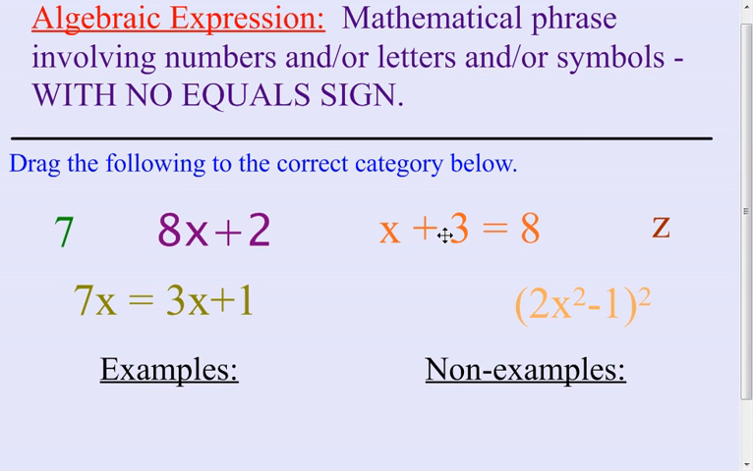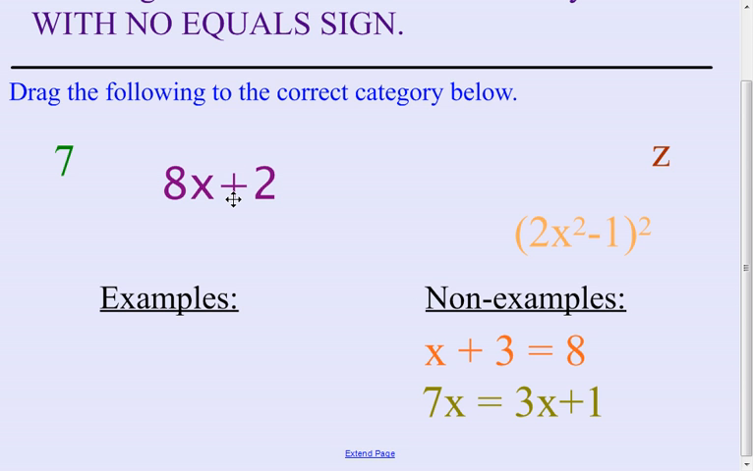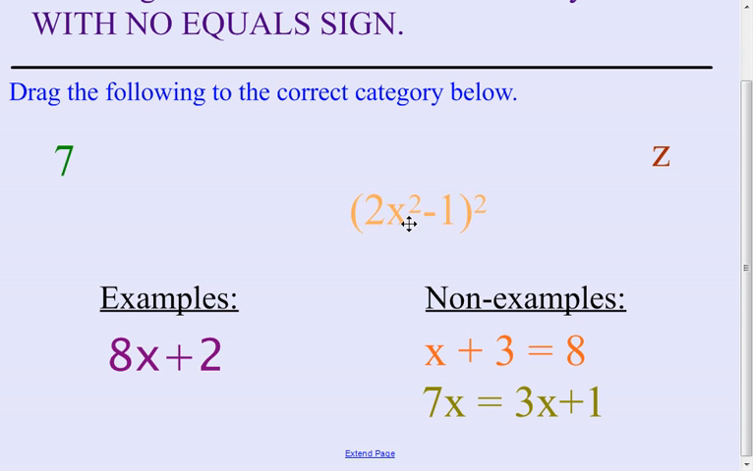Okay, so this one right here is a non-example because it has an equal sign in it. This one here is also a non-example because it has an equal sign in it, and an expression cannot have an equal sign in it. Okay. This one is an expression. It has a combination of variables and numbers, but no equal sign. So there we go. Same thing here, a combination of variables and numbers, but no equal sign.